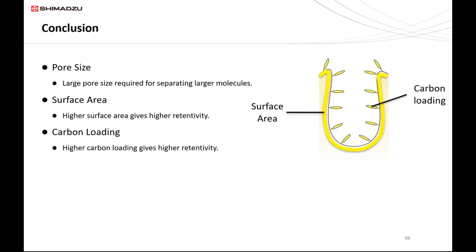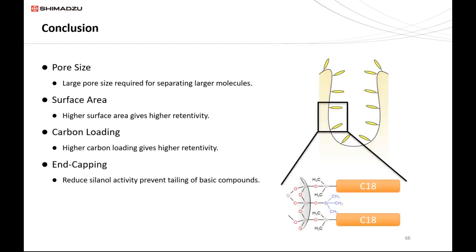Surface area and carbon loading both affect the retentivity of the column. Columns with higher surface area and carbon loading will have higher retentivity. Conversely, if there is enough resolution, you can choose a column with lower surface area and carbon loading for a faster analysis. When analyzing basic compounds, columns that are end-capped will prevent peak tailing, ensuring a symmetrical peak shape in your chromatogram.